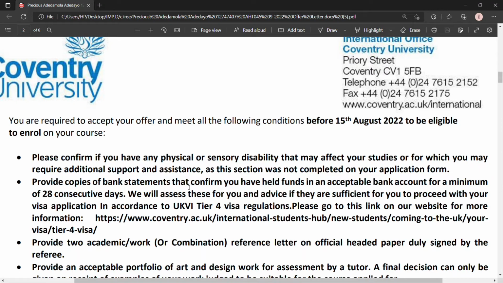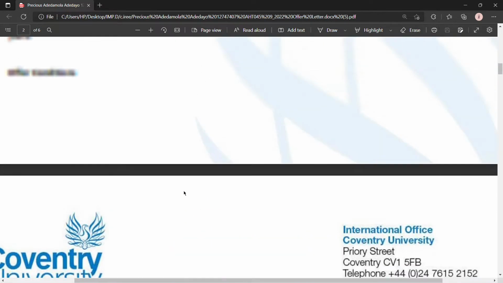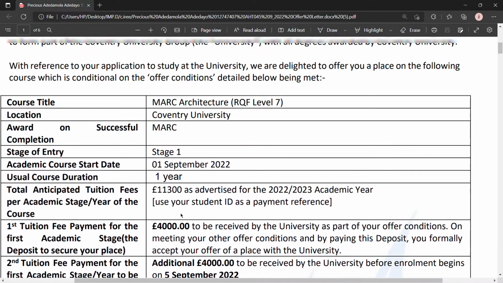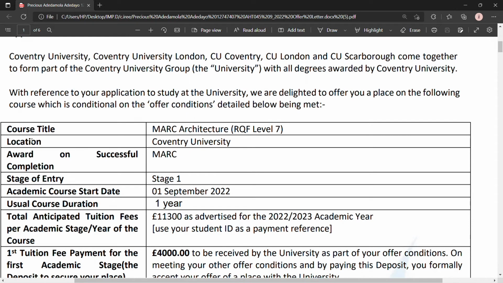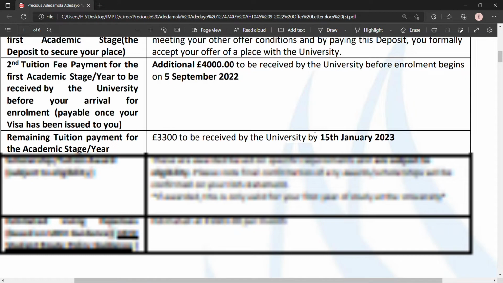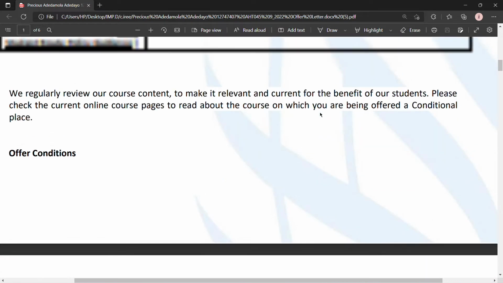Yeah, so let's take a look at what a conditional offer looks like. I'm just going to put a video and a voiceover so you guys can see it. This is my offer letter for Coventry. Let's go back up where it stated, okay, with reference to your application to study at the university, we're delighted to offer you a place on the following course, which is conditional on the offer conditions detailed below being met. Now, these are the offer conditions.